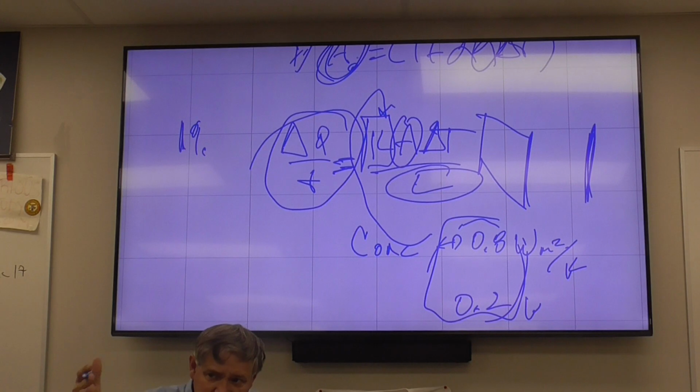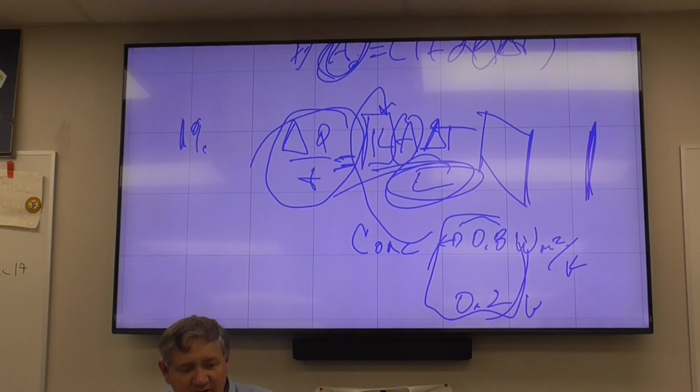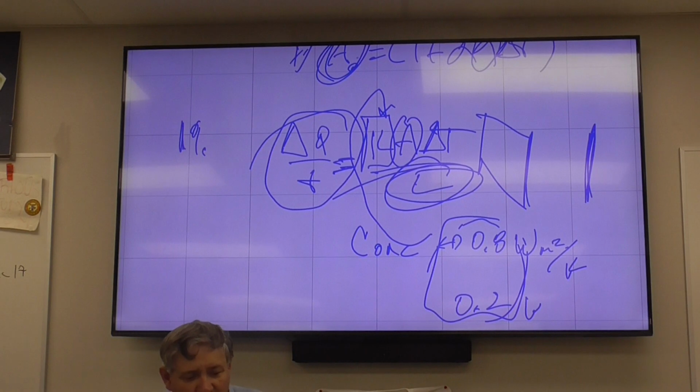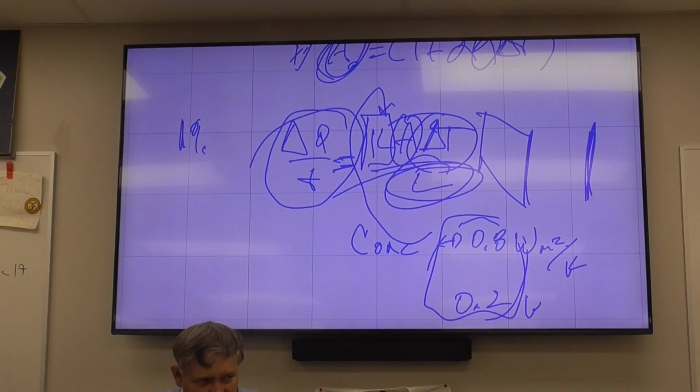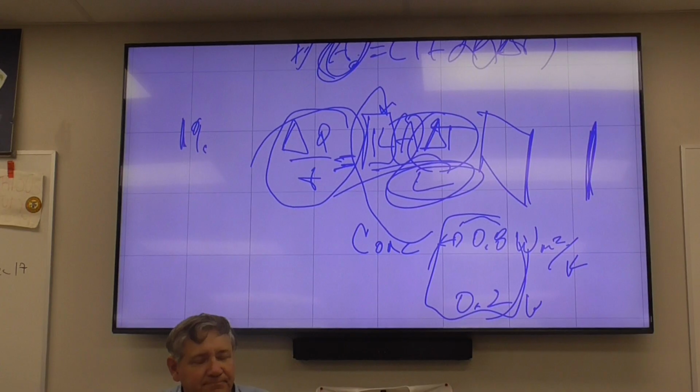So what you can control? You can't control the thickness of the walls on your house. You can't control what the walls are made of unless you add more insulation. You can't control the area. What you can control is the temperature gradient between the inside of the house and the outside of the house. That's what you have control over.